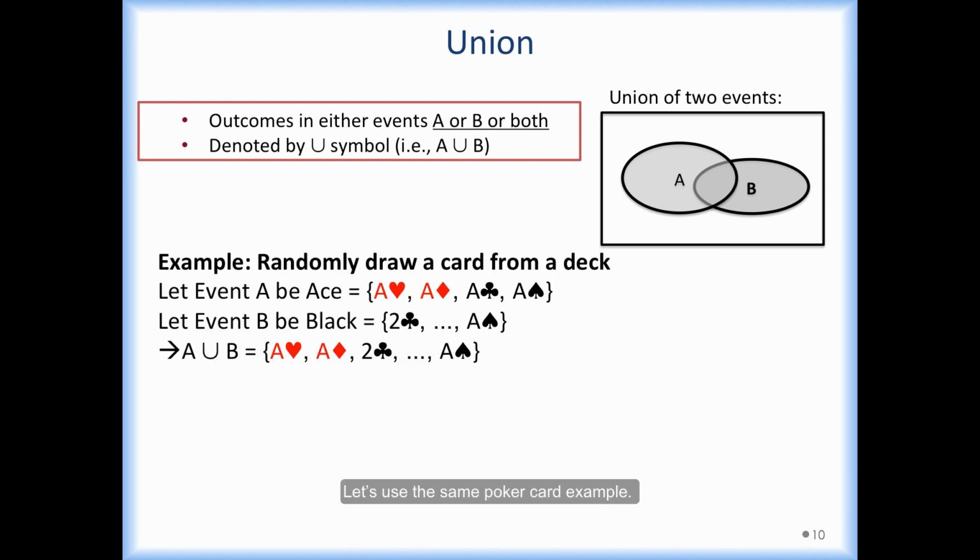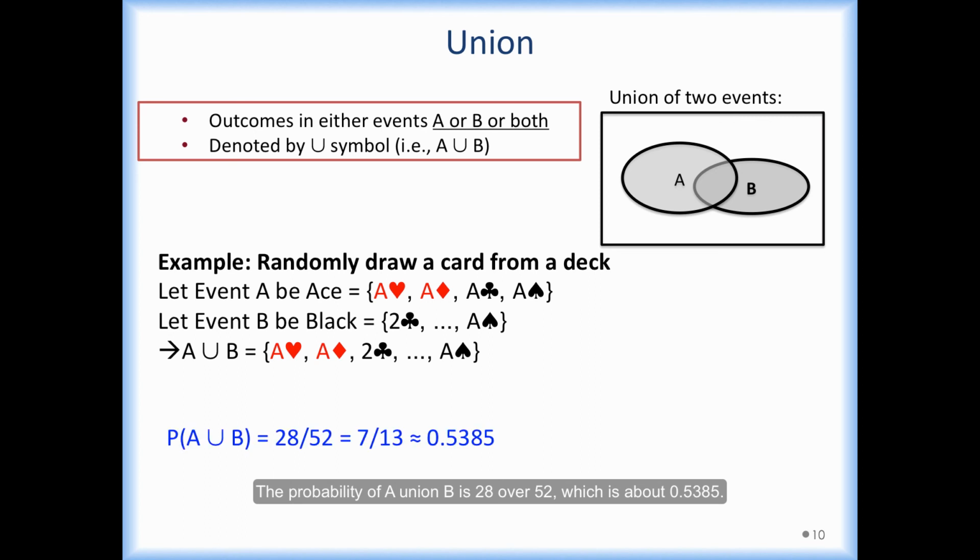Let's use the same poker card example. Define the experiment as randomly drawing a card from a deck. Let event A be getting an ace. Let event B be getting a black card. Then A union B contains any sample points in event A or event B, which contains the 2 red ace cards and 26 black cards. The probability of A union B is 28 over 52, which is about 0.5385.